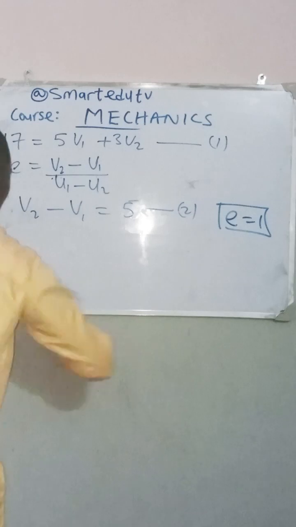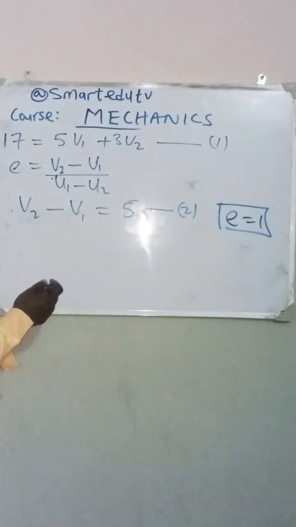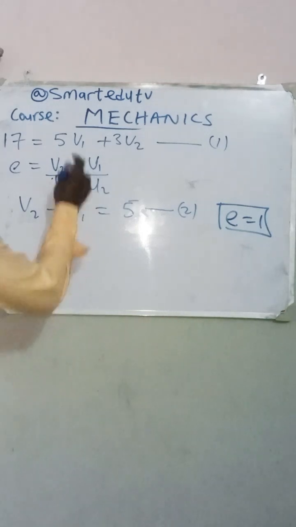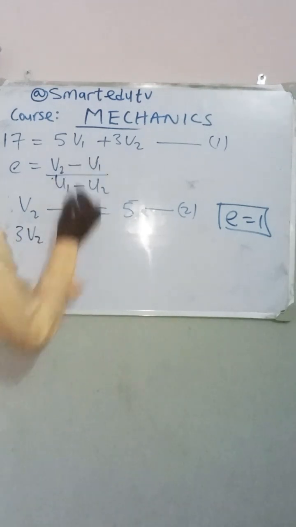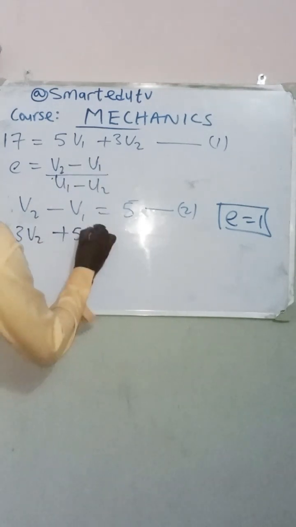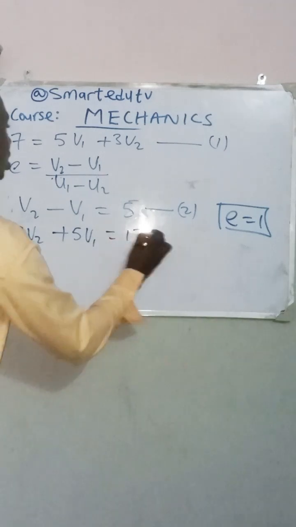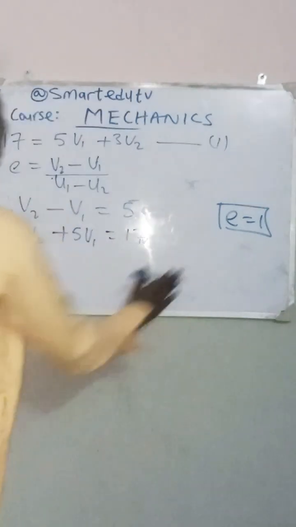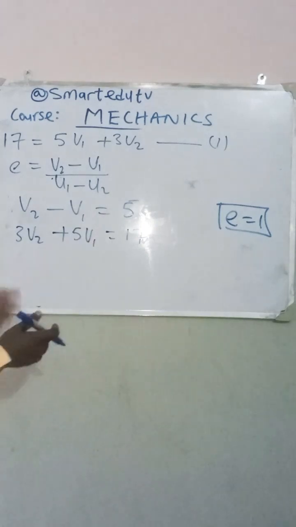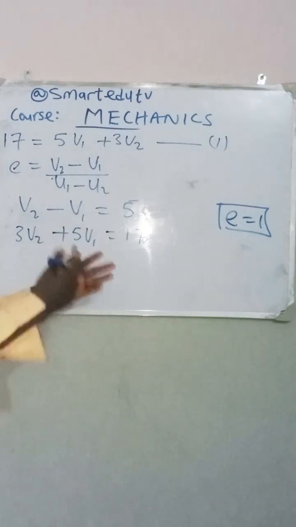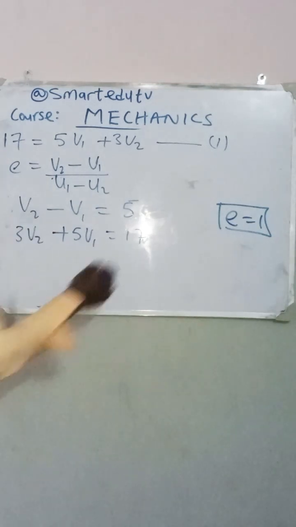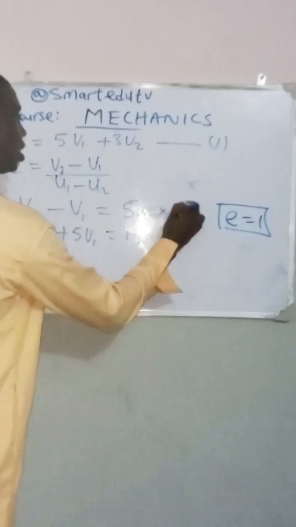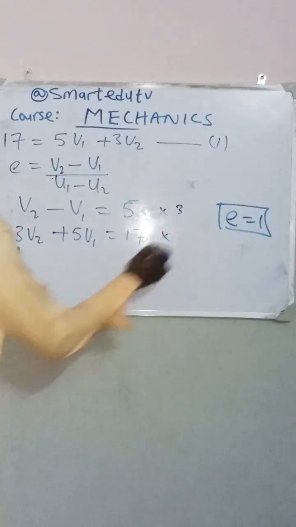So I can rearrange the equation. If I rearrange the equation well, I can write this as 3v2 plus 5v1 equals 17. So let's now solve simultaneously. To solve this, don't forget, you have to have the same coefficient. You want to eliminate V2. So that means multiply this one by 3 and multiply the whole of this by 1.